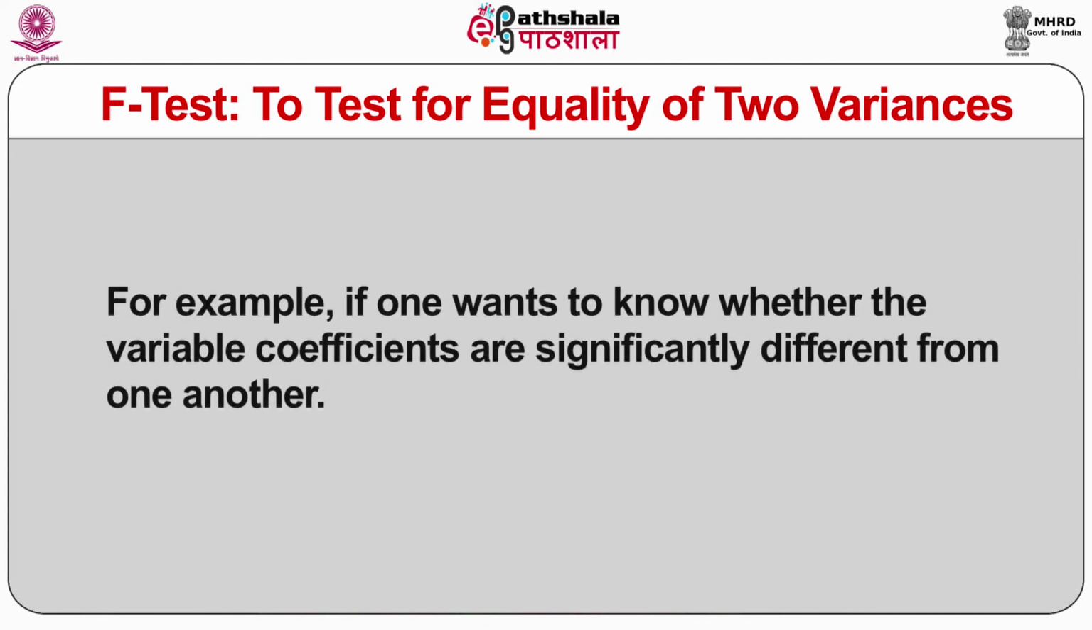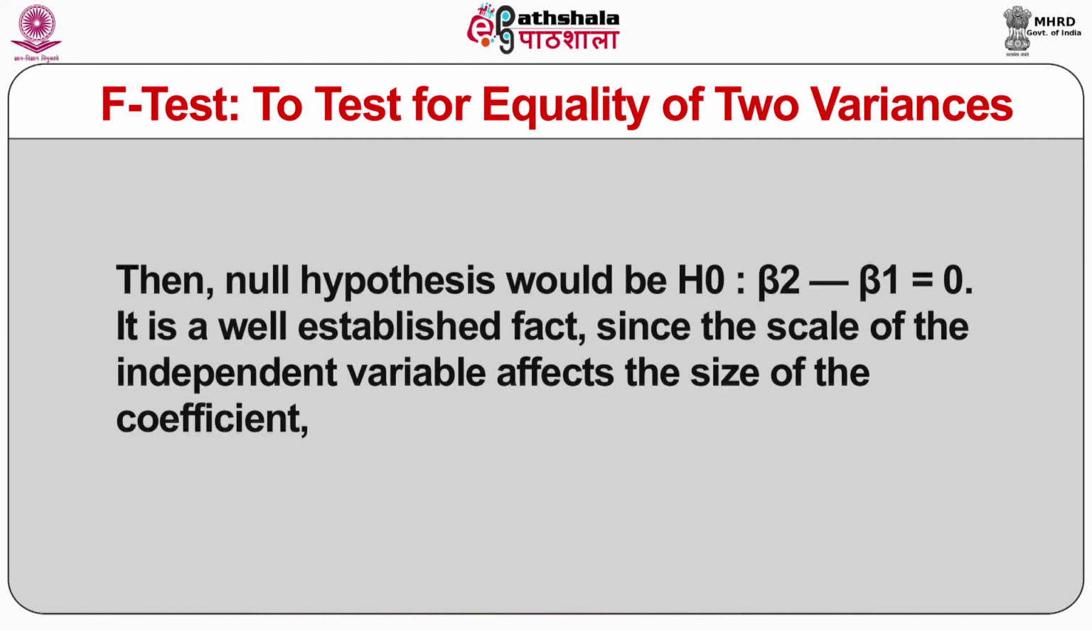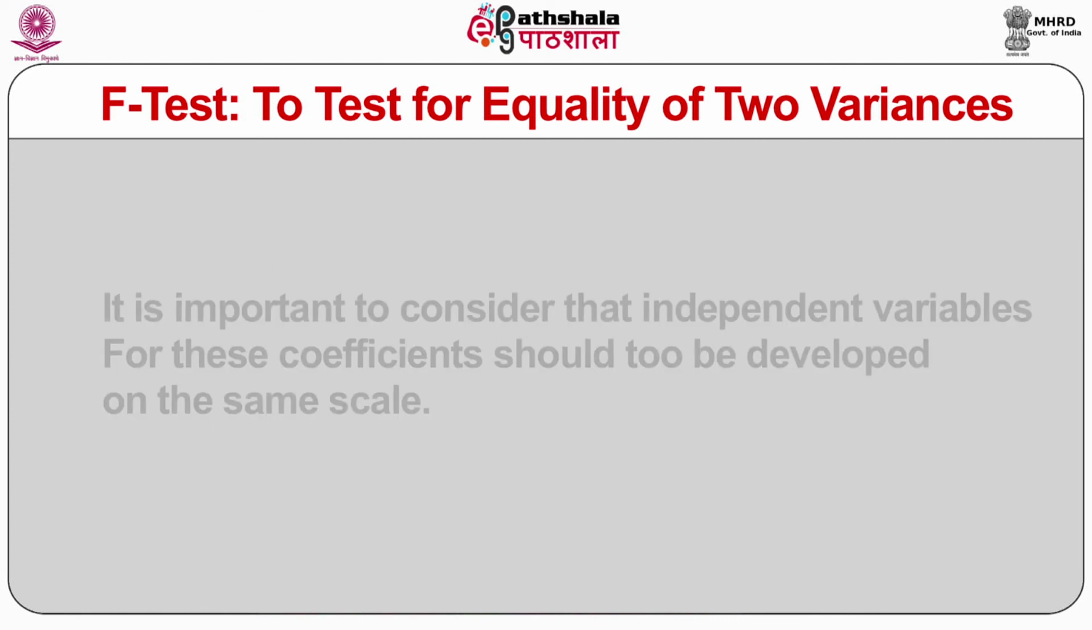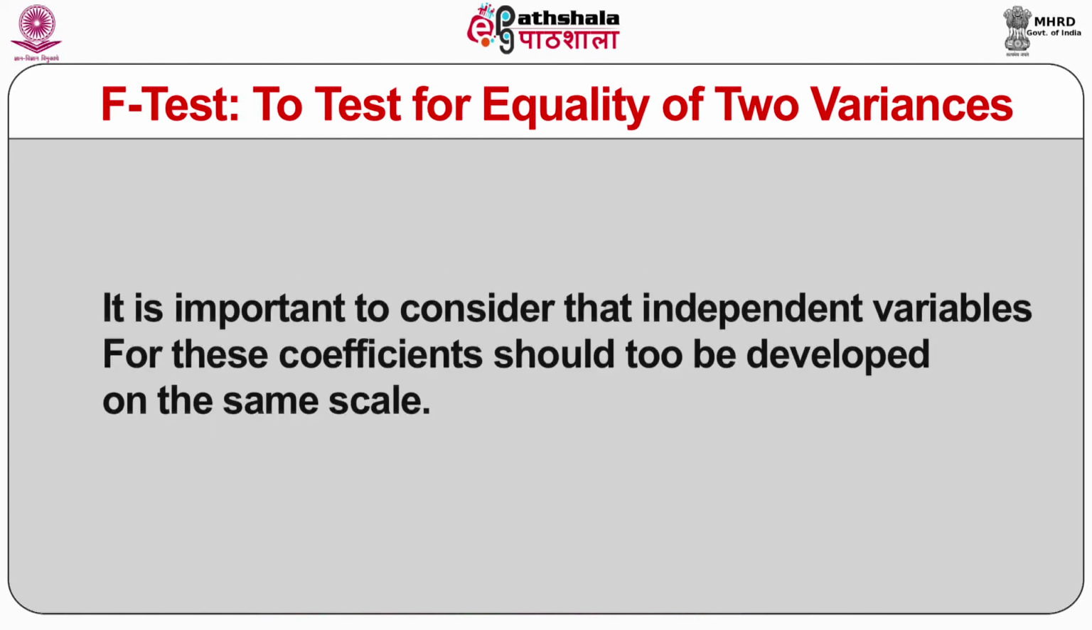For example, if one wants to know whether the variable coefficients are significantly different from one another, then the null hypothesis would be H0: B2 minus B1 is equal to 0. It is a well-established fact that the scale of the independent variable affects the size of the coefficient. It is important to consider that independent variables for these coefficients should also be developed on the same scale.